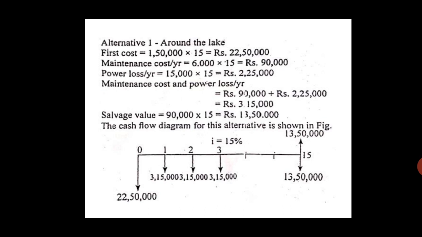Okay, and every year 1, 2, 3, 4, 5 we are getting a loss of 3,15,000 rupees. Okay, and the interest rate is 15%, and at the end of the service life of 15 years, the scrap value I am getting is 13,50,000 rupees. Okay, that is shown as positive on the top. I think the bottom one is wrong. The arrow should not be at the bottom. The arrow should be only on the top, 13,50,000 rupees. The bottom arrow is 3,15,000 only. Okay, this is the mistake here. Sorry.